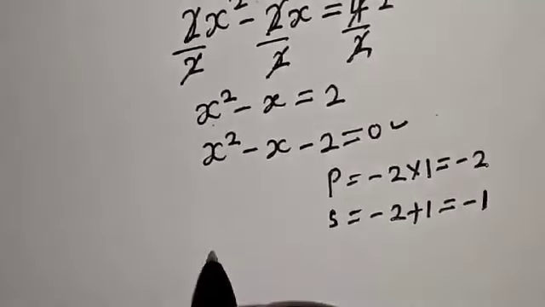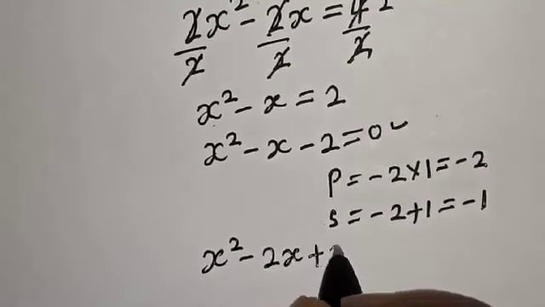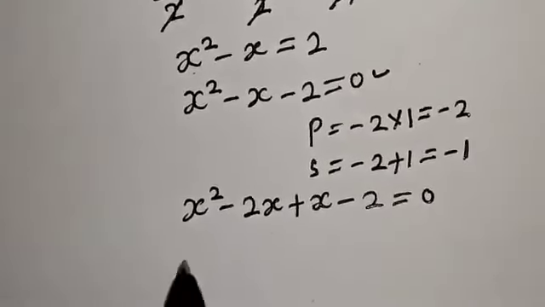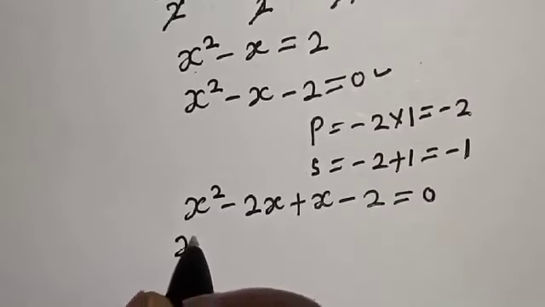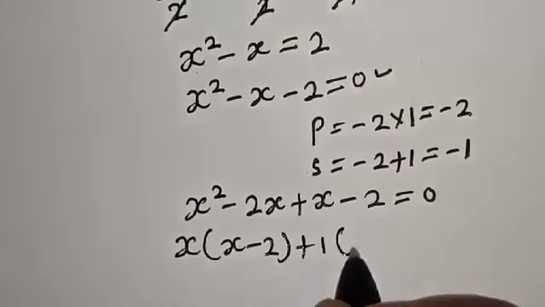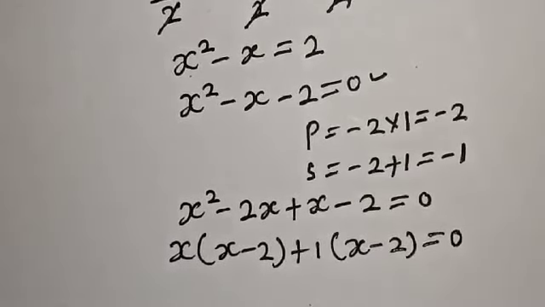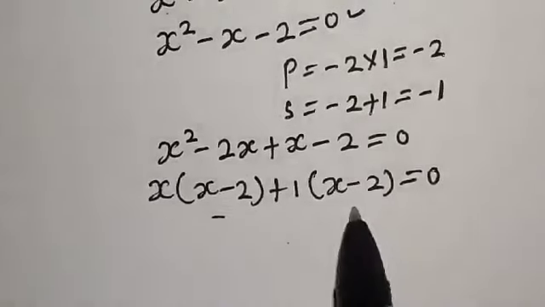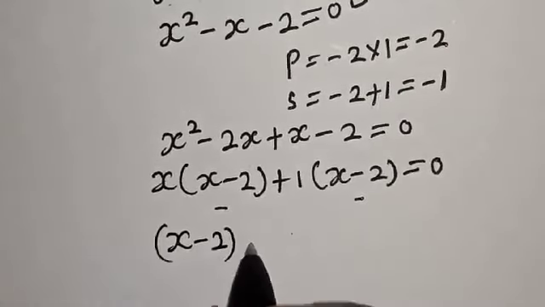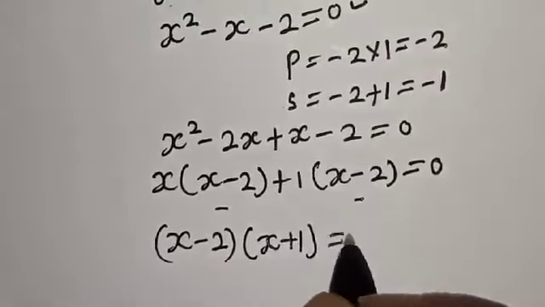Then the equation becomes s squared minus 2s plus s minus 2 is equal to 0. Here, let's bring s out: s bracket s minus 2, plus 1 bracket s minus 2, is equal to 0. s minus 2 is common here, and s minus 2 is here. We have s minus 2 bracket s plus 1 is equal to 0.